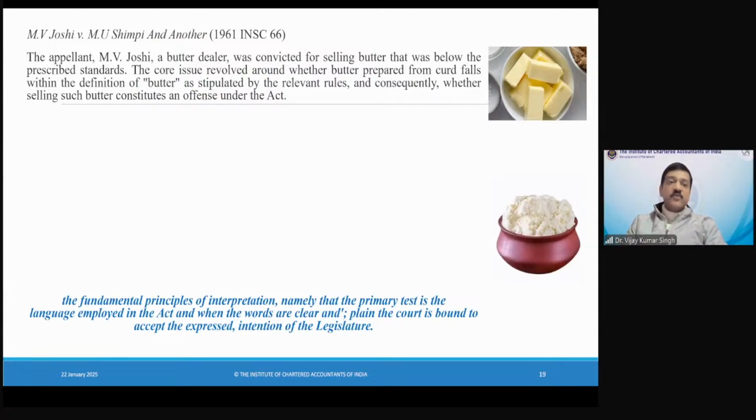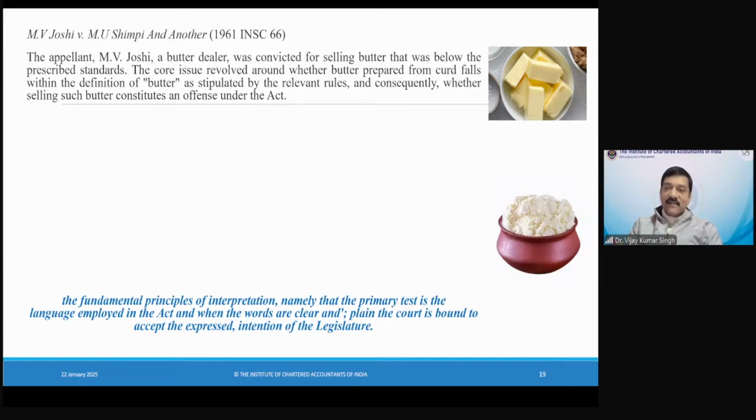Now, there is another case which I would like to put here, and this is quite interesting. M.V. Joshi versus M.U. Shimpi and others. In this case, M.V. Joshi was a butter dealer, and he was convicted for selling butter that was below the prescribed standards under the food adulteration law. Joshi made a submission that he was not producing butter like Amul butter or any other butter. He was producing butter from milk, just like in a house we make butter. So it is kind of a white butter, and it should not be covered in the adulteration law.